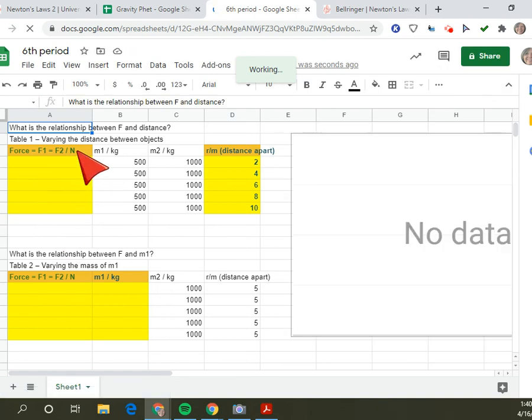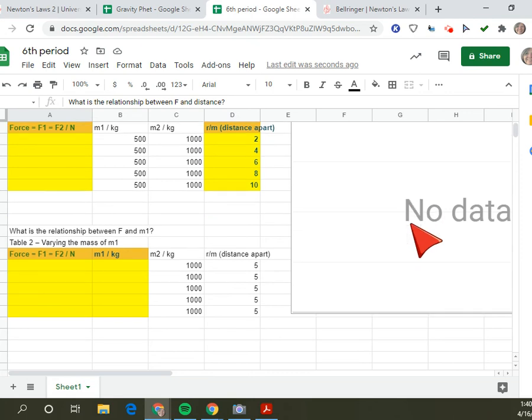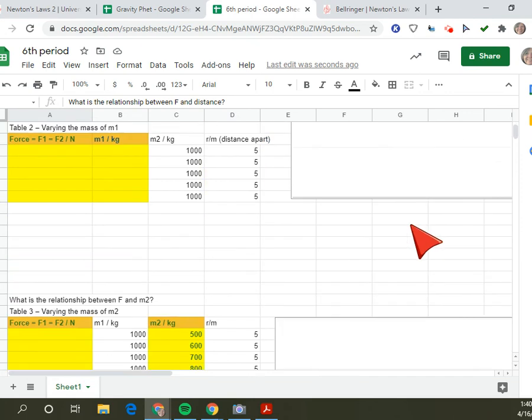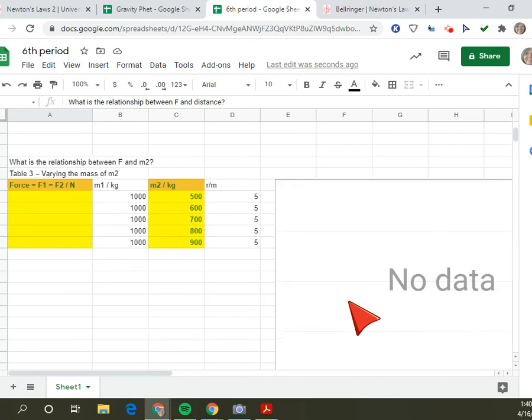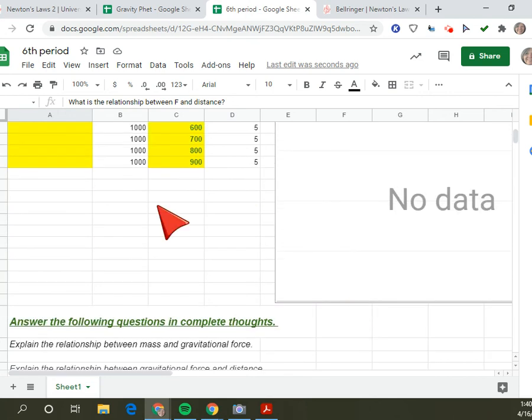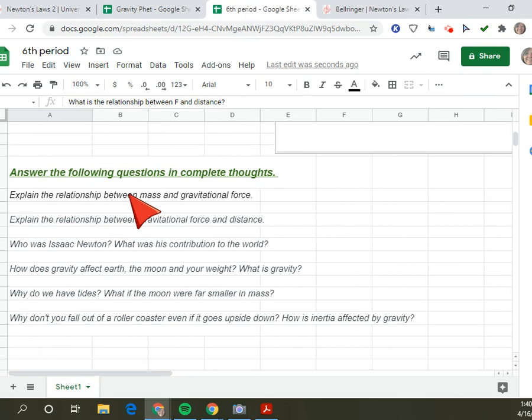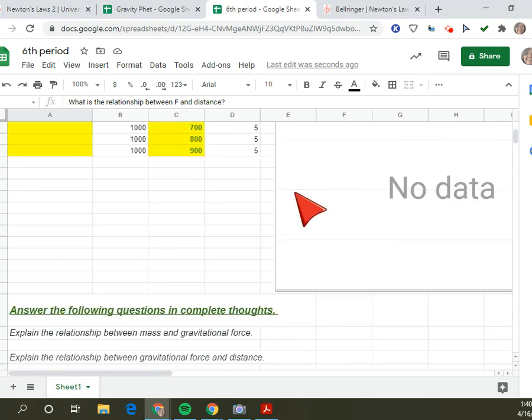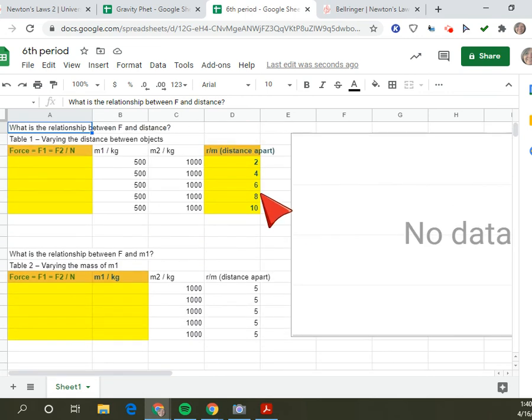We have some blank spots. These yellow spots are where you're supposed to be inputting data. This says no data, but it will self-populate. It's a graph that we will look at to answer questions coming up. Then we have a different set of information that we're going to gather. We also have some questions that we'll answer here at the end. So let's look at the data that we need.